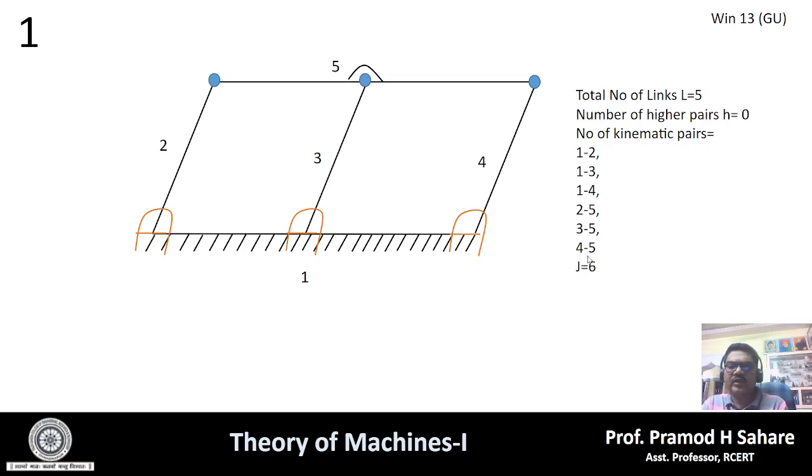If you need to calculate degrees of freedom, we need to apply the formula n equals 3 times (L minus 1) minus 2J minus H. After putting in all the values, you will get the degrees of freedom as 0. So we can see this is a structure, that's why there is no relative motion between any of the links. So this is the first numerical. We'll go to the second numerical.